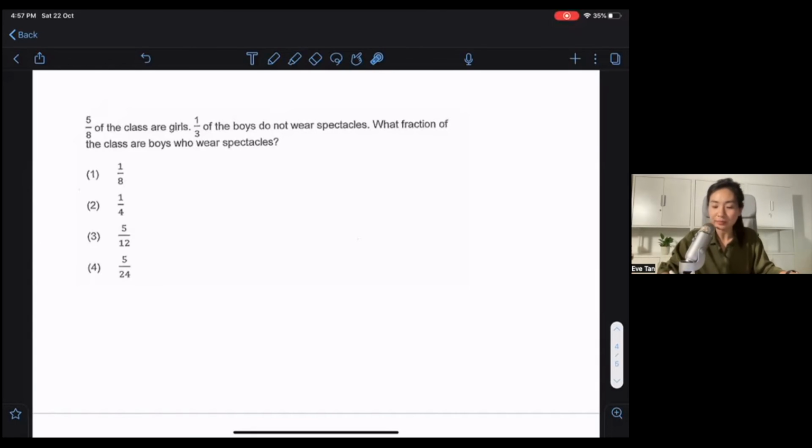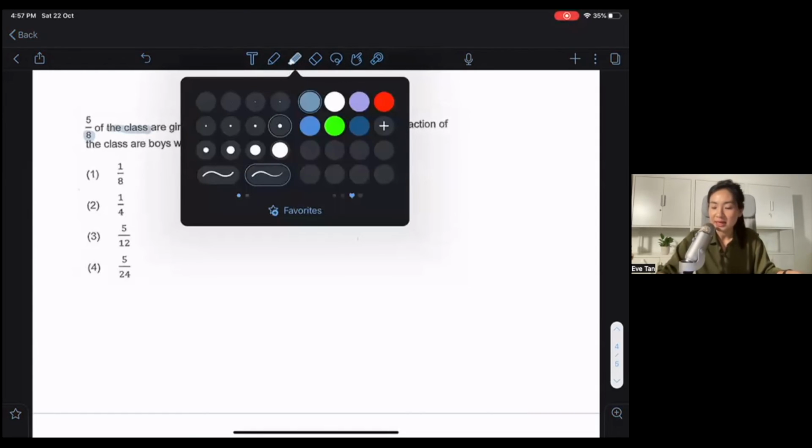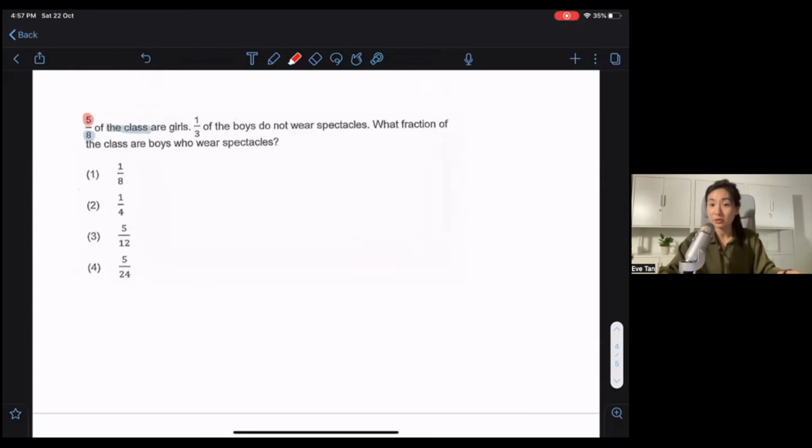Okay, let us zoom into the question. 5 out of 8 of the class are girls. Denominator is 8. Denominator is always referring to whatever the word is after the word of. So the class. So now what I know is that the number of units for the class is 8. Okay, very straightforward. Next, 5 out of 8 of the class are girls. Numerator will be talking about what the subject is about. So in this sentence, the subject is talking about girls. 5 units will be referring to girls.